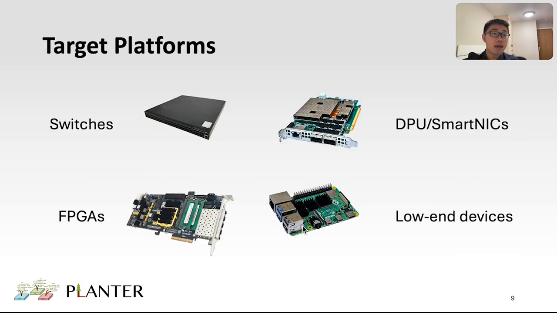And ideally, in-network machine learning should run on a range of programmable network platforms, from high-end switch ASICs through smart NICs and FPGAs to cheap low-end devices such as Raspberry Pi. Planter supports in-network machine learning across all these targets with easy migration between platforms.